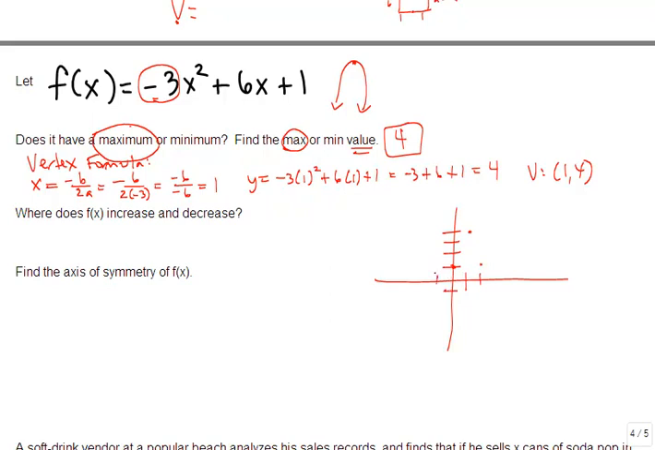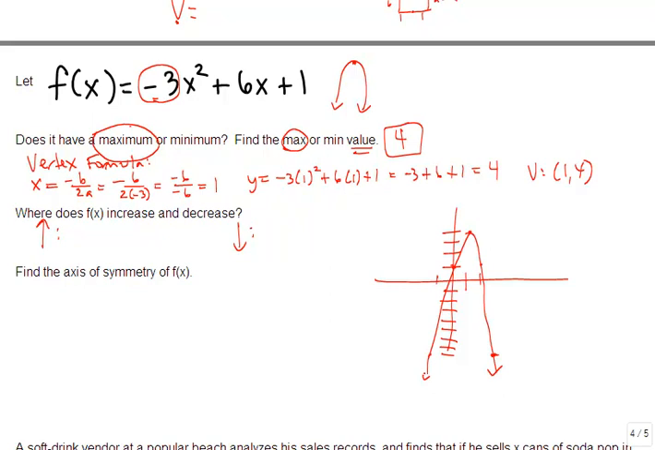So 1, 2, 3, 4, 5, 6, 7, 8, 9 would put me somewhere down here. So this is a rough sketch of my parabola. Again, not very straight, but use your imagination. And according to this graph then, where does this graph increase and where does it decrease? And this is asking for intervals of increase. So for what x coordinates does the graph rise, and for what x coordinates does it fall?